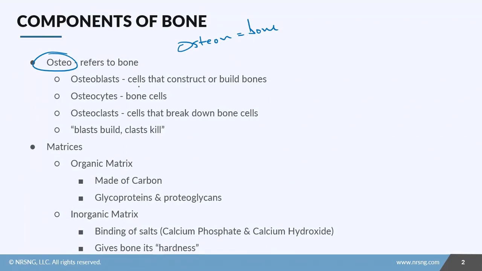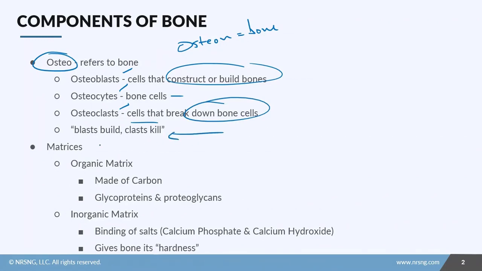Well, bones are made up of different types of cells. You have osteoblasts, osteocytes, and osteoclasts. Here are the differences between these three. You've got osteoblasts, and these are the ones that construct or build bone tissue. Then you have osteocytes, which are just bone cells. And then you have osteoclasts, and these are the cells that break down bone. And the easiest way to remember this is that blasts build and clasts kill.